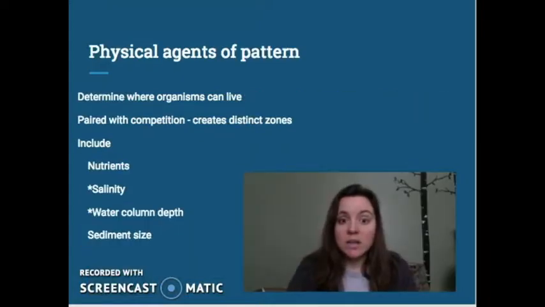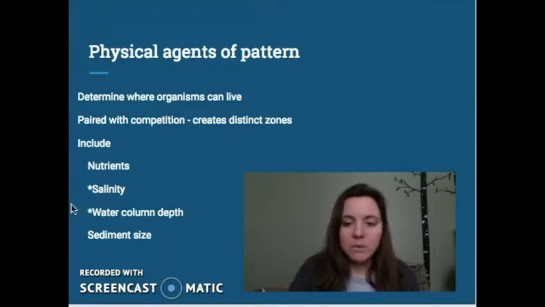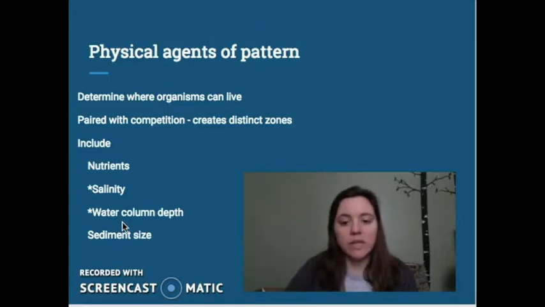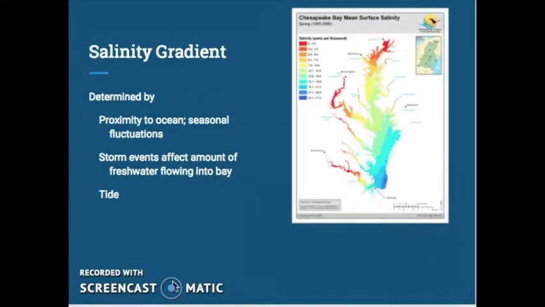There are lots of physical gradients or abiotic factors that create gradients in estuaries. And again, just as a reminder, when we pair that with competition and biotic factors, that creates the zones. The different abiotic factors that we're looking at in estuaries include nutrients, salinity, water column depth, temperature, and sediment size. But right now we're going to focus mostly on salinity and water column depth, which create some other gradients like light gradients. We're going to talk about salinity gradients.